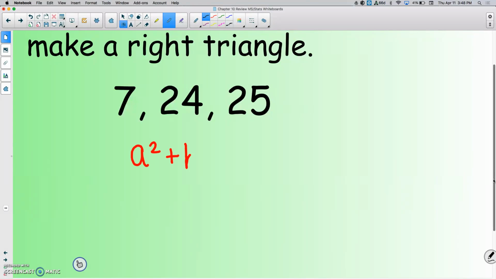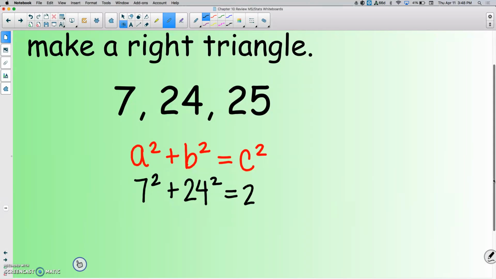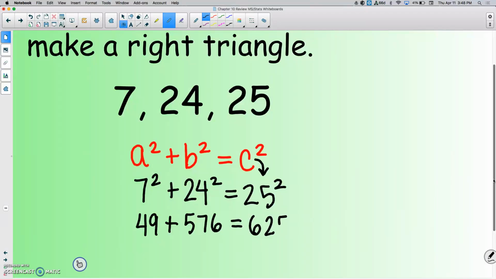Students should know that the longest side has to be substituted for C. So the order that these are written in, 7 squared plus 24 squared equals 25 squared, is just fine because the longest side is 25. Now I need to square each of these numbers. 7 squared is 49. 24 squared is 576, and 25 squared is 625.